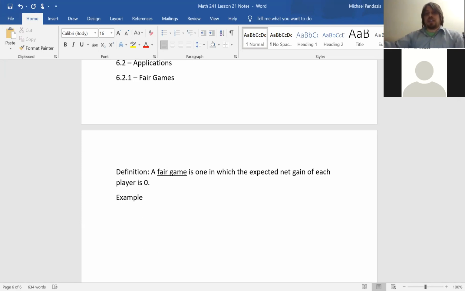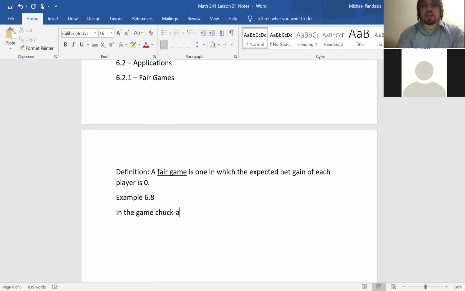It may be possible that you're less likely to win, but when you win, you win more, and you're more likely to lose, but when you lose, you lose less, and somehow they balance each other, and in the long run, you'll expect it to be even. So fair game does not mean that you're likely to win. It means that the average of your earnings, the average value of whatever it is you care about, is zero. Again, it's not saying the probability is 50%. So this is example 6.8.